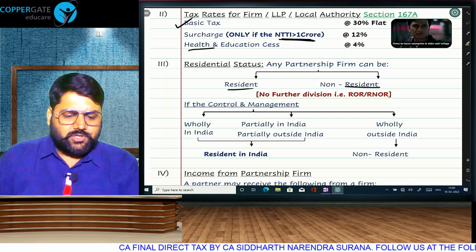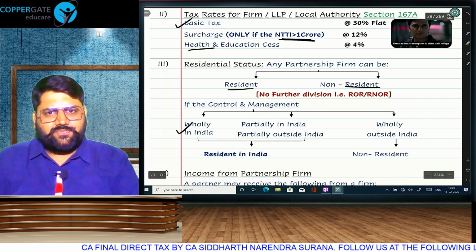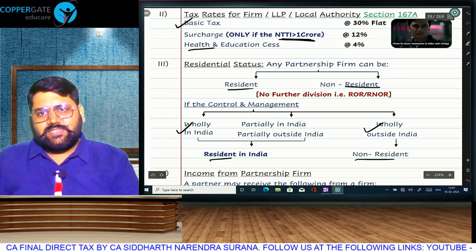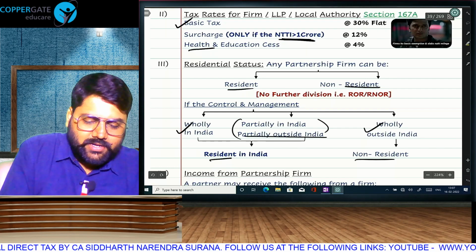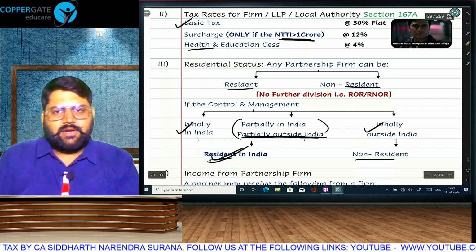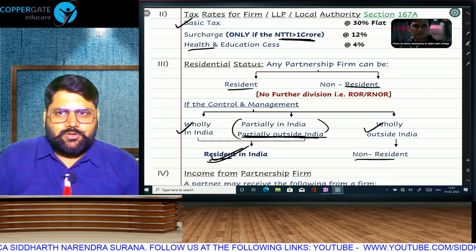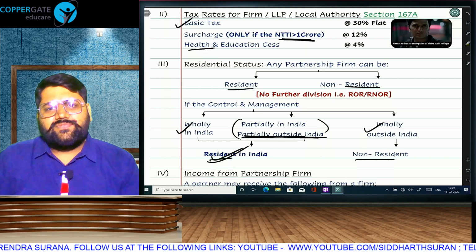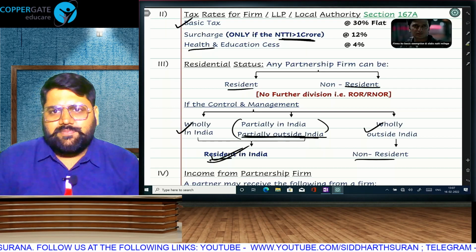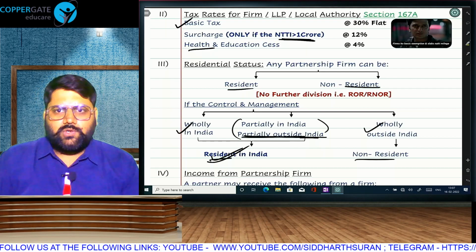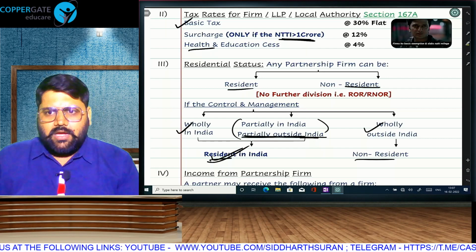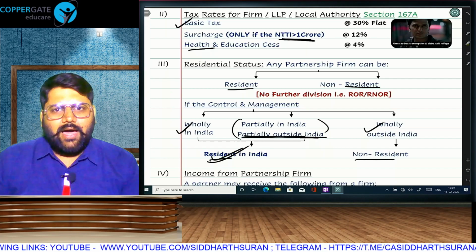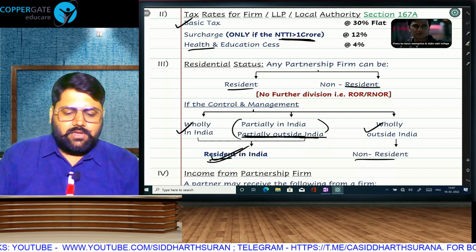So we will be checking the control and management. If the control and management of the firm is wholly in India, obviously resident. If it is wholly outside India, obviously non-resident. If it is partly in India and partly outside India, the firm will be treated as a resident. Or let me put it this way, if even one decision of the firm is taken in India, then it will be resident. A firm will be non-resident only if all decisions are taken outside India, and of course, there is no further division or classification into ROR or RNOR, only resident and non-resident.